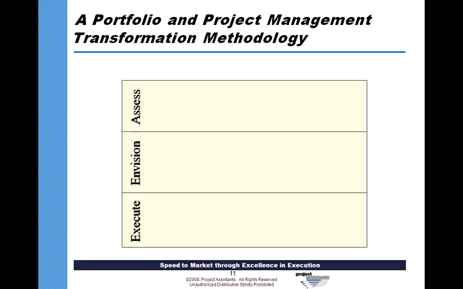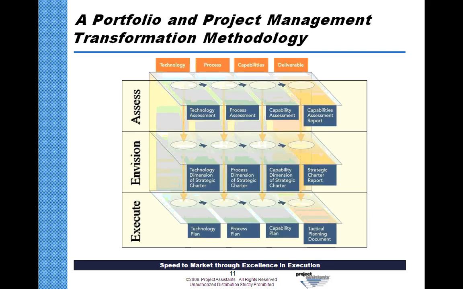And we typically represent that through primarily three bands or three columns, if you will. There's a technology band, a process band, a capabilities band. We see the concept of assessing technology, assessing process, assessing capabilities, and coming out with some kind of a capabilities or an overall assessment report.